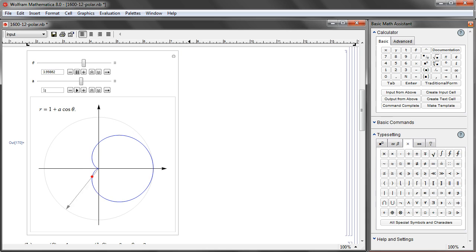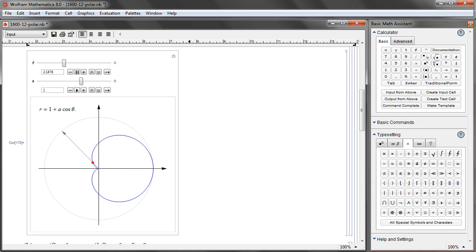Now cosine of theta reaches maximum at theta equal to 0. That's when cosine of 0 is 1. So r value reaches a maximum 2. That's when the theta is 0. In other words, we are pointing toward the polar axis. If you move toward the right hand side, that's the maximum r. That's the maximum distance away from the origin.